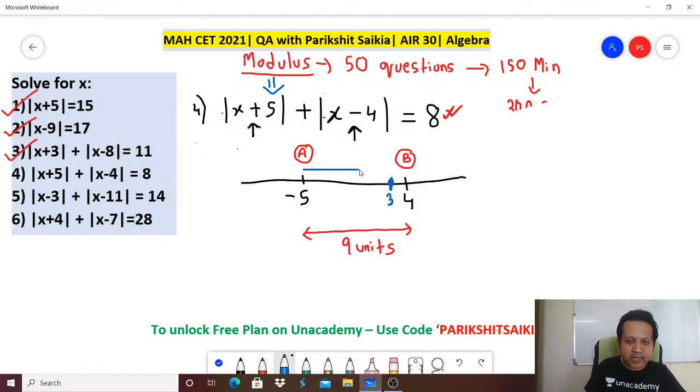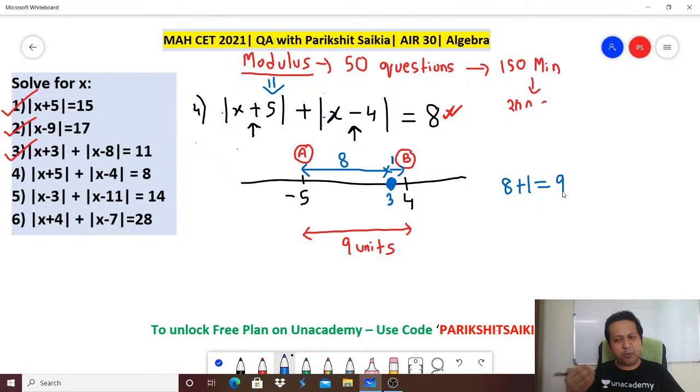To meet at 3, A has to cover this distance. How much is the distance from -5 to 3? 8. And if they are meeting at 3, B also has to cover this distance. How much is it? 1. Again, if you see, 8 plus 1 is how much? 9. Not possible.